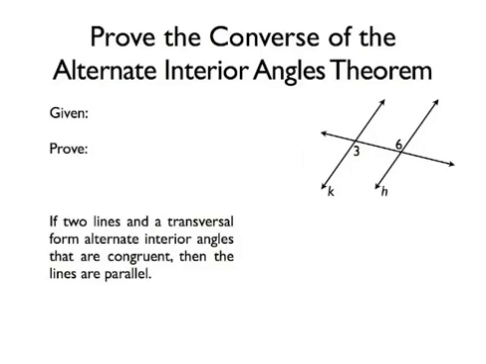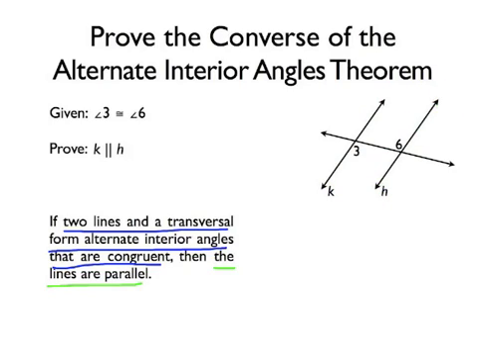You'll notice down here that we have our theorem, and our hypothesis, which is what we are given, says that two lines and a transversal form alternate interior angles that are congruent. And in our figure, you will notice that we have angles 3 and 6 that are alternate interior angles. We also have our conclusion that the lines are parallel, and you will notice in our figure that we are going to be talking about lines K and H that we want to be parallel.